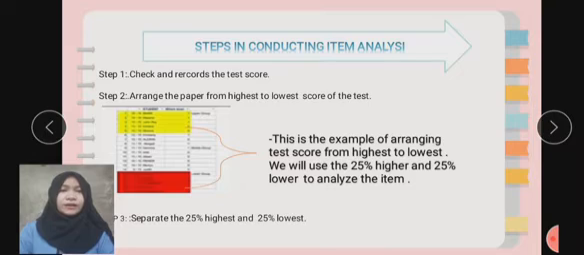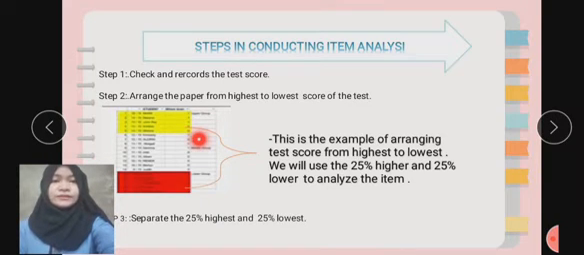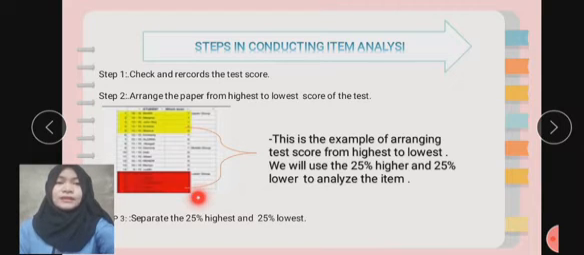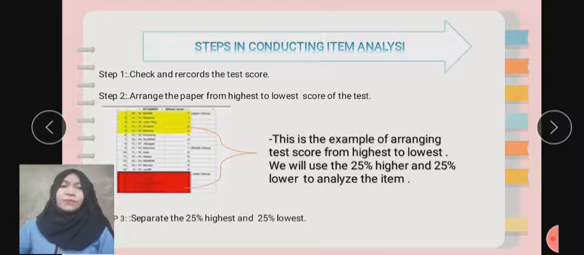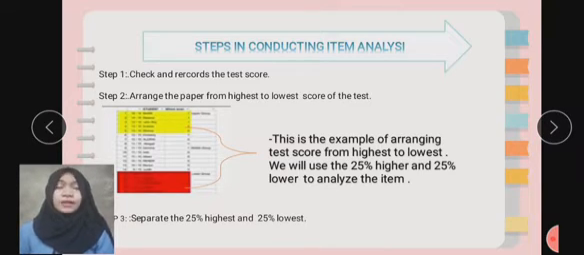Okay, so, as we can see here, arranged from the highest to lowest. So, this yellow part is the highest students, the students who got the highest, while the red part is the students who got the lowest. So, this is the example of arranging the test scores from highest to lowest. So, in item analysis, class, we're going to use the highest and the lowest. We're not going to use the middle students na nakakuha ng scores.